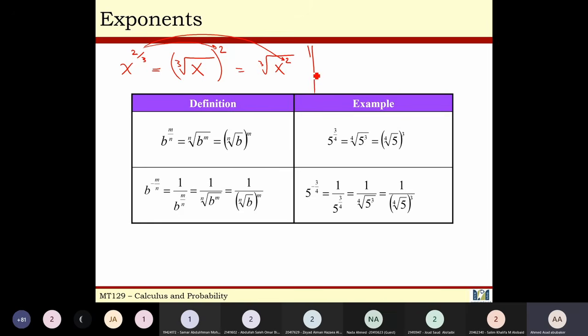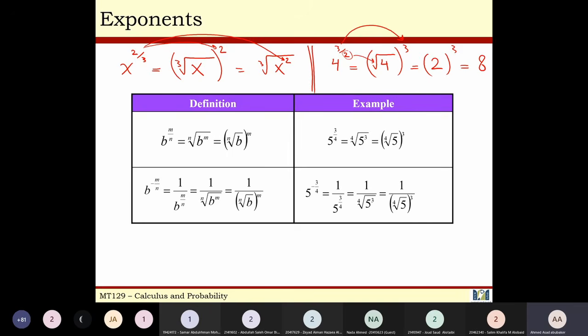Example here, 4 to the power 3 over 2, this is the square root of 4 all to the power 3. What's the value? Radical 4 is 2, and 2 to the power 3 equals 8. Look at this, the 2 in the denominator is the index of the radical, and the 3 is the power of the whole radical. Also, you can use the calculator. No problem.